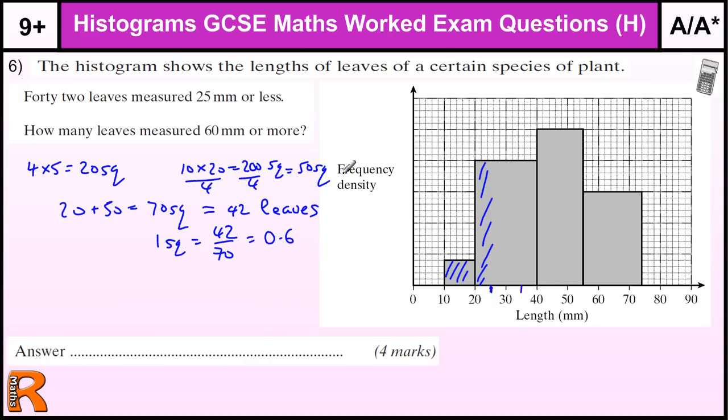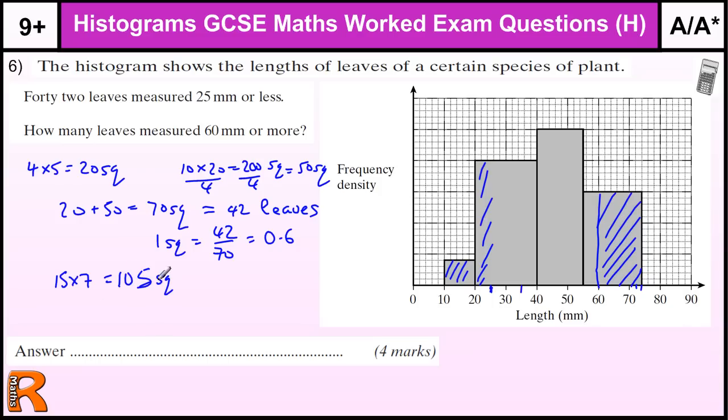Again, this is calculator based, you could do this on a calculator. So 1 square is 0.6 of a leaf. So we want to know how many leaves measured over 60. So here's 60, so we want this section here and above, so this bit in here. So how many squares is that? Well, there's 5 there, 6, 7 squares across, and 5, 10, 15 up. So 15 times 7 squares, and 15 times 7 is 105.